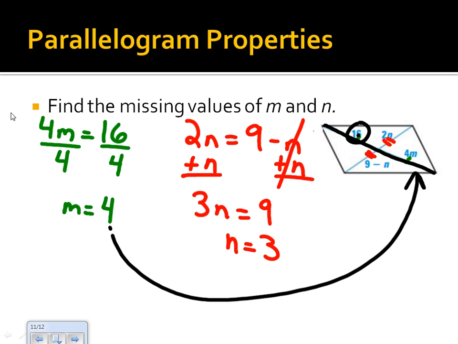If you look at the other half, 2 times 3 is? 6. So you see how they're both 6s? So together they would be 12. Okay, either way you can do it.